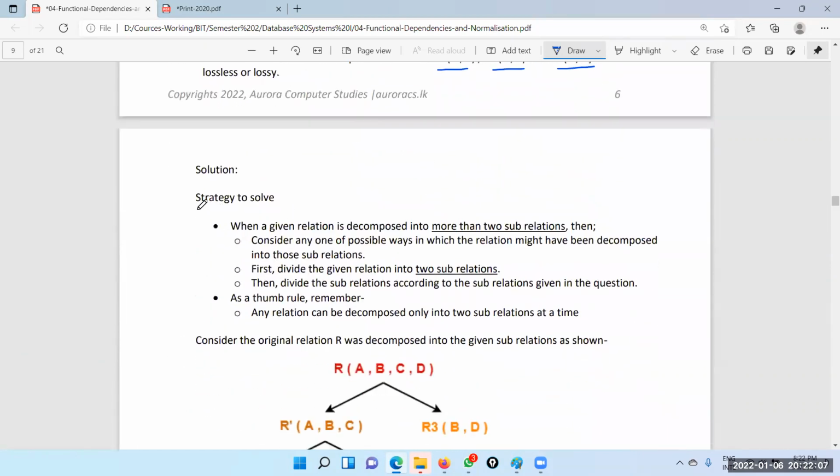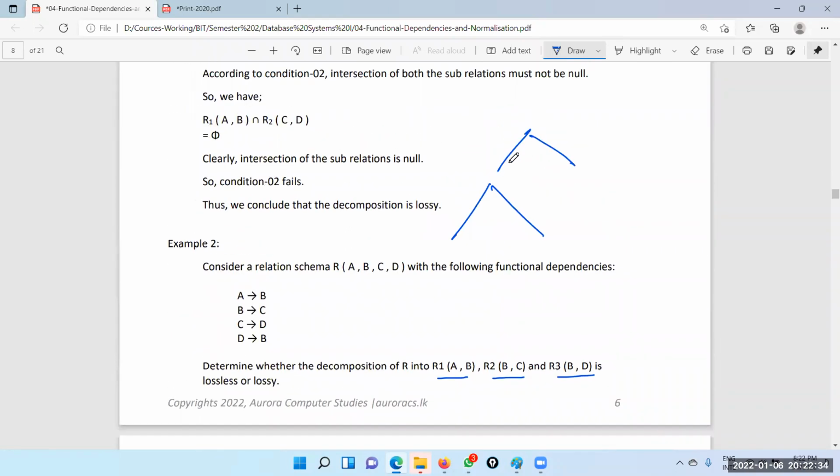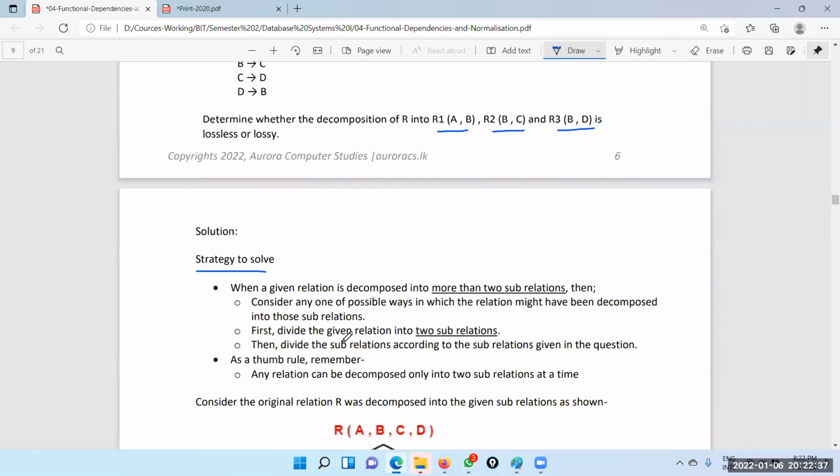Okay? So the strategy to solve when you have 3 sub relations. When a given relation is decomposed into more than 2 sub relations, of course, this is such a situation. Consider any one of the possible ways in which the relation might have been decomposed into those sub relations. First, divide the given relation into 2 sub relations. Then divide the sub relation according to the sub relations given in the question.